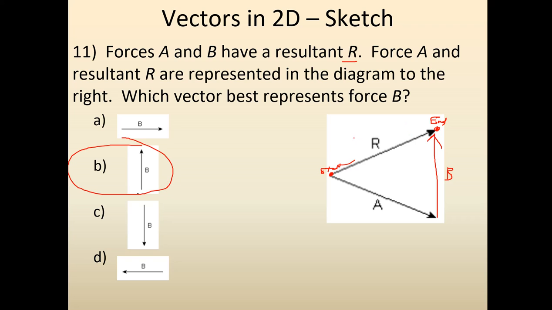You want to pay attention to what they're giving you, because they don't always give you the two vectors and ask for the resultant. Sometimes they throw a little curveball, give you one vector and the resultant, and ask for the other. So always pay attention to what you're given.